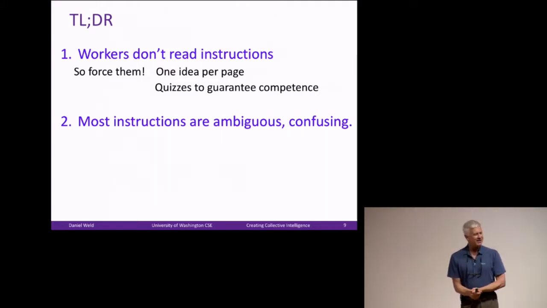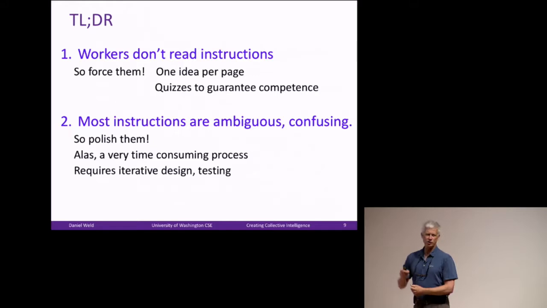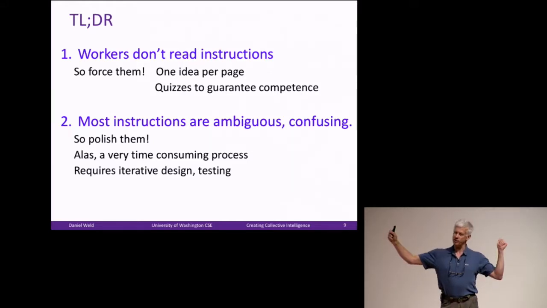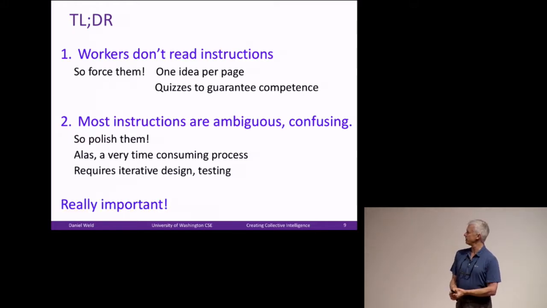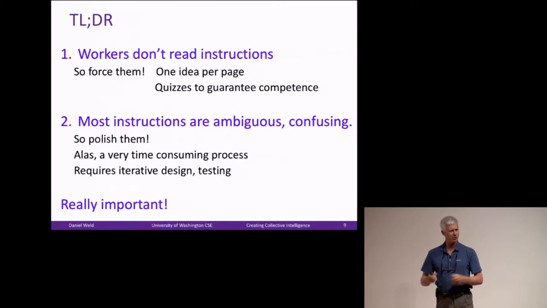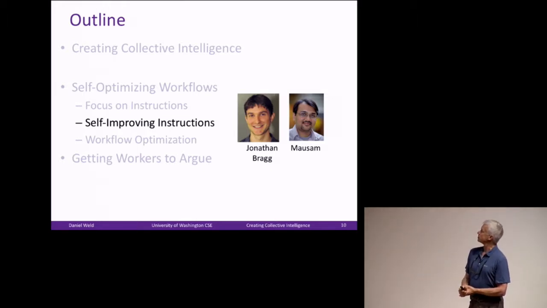Then the second point is, actually most of the instructions are really terrible and they're very confusing. They seem obvious to the requester, but people don't understand them. So what you need to do is polish them: go out there, see whether workers understand them, and if not, revise them. And you do this over and over and over again, and it works. And if you do that, you get great results, but it's a pain in the neck. Nevertheless, it's really important. So we tried to think about whether or not there's a way of making this whole process simpler. In particular, can we get the instructions so that they improve themselves? So this is the PhD thesis of Jonathan Bragg, co-advised by my colleague Mausam.